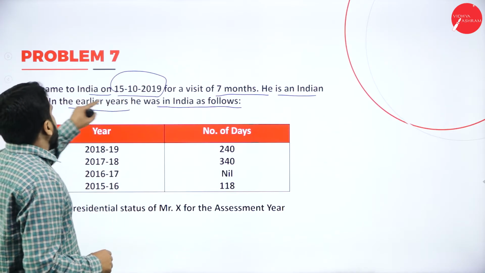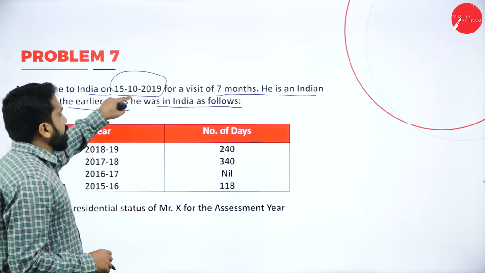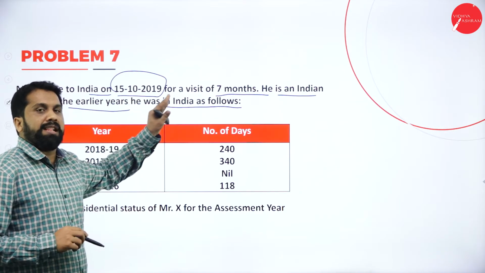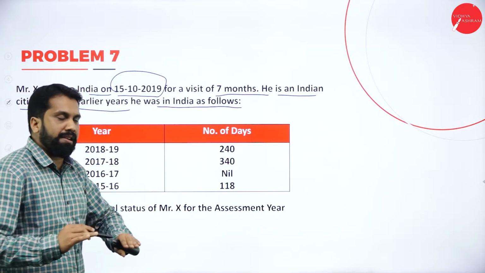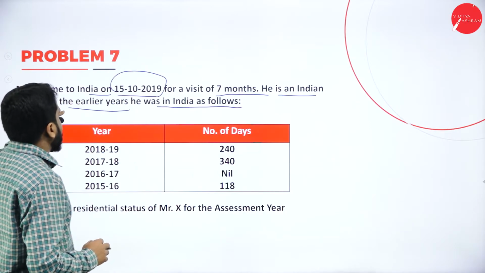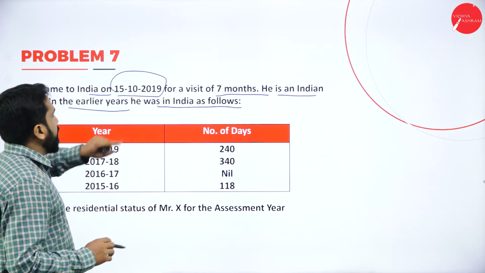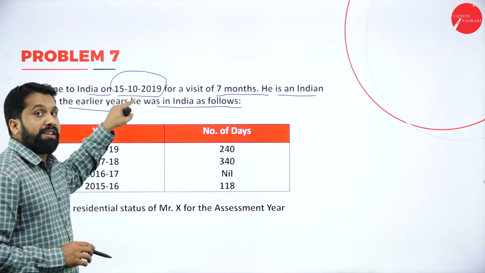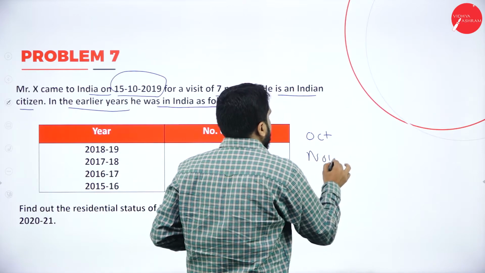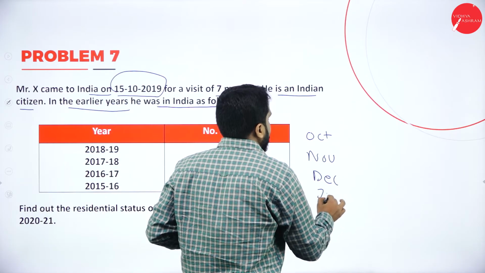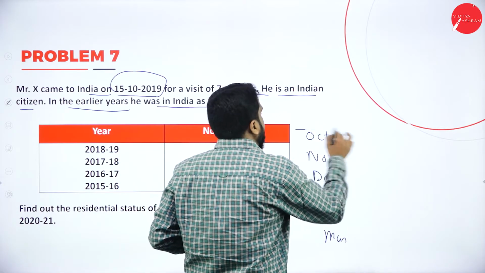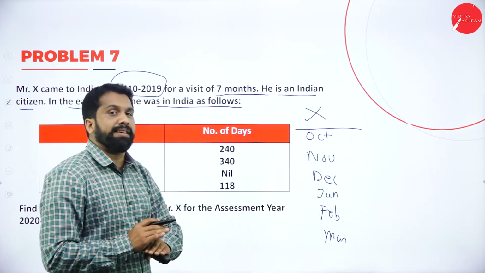Now, X came to India on 15th October. We should calculate from October because till October he was not in India. For a visit of 7 months, he is an Indian citizen. Now, he was there from when? 15th October. In October, November, December, January, February, March. Till October, he was not there in India.